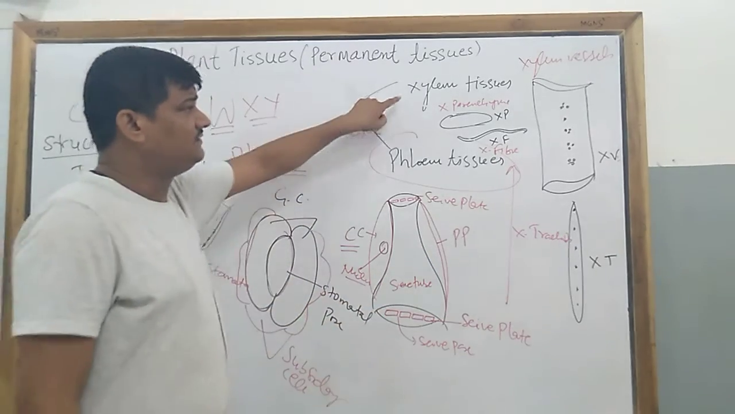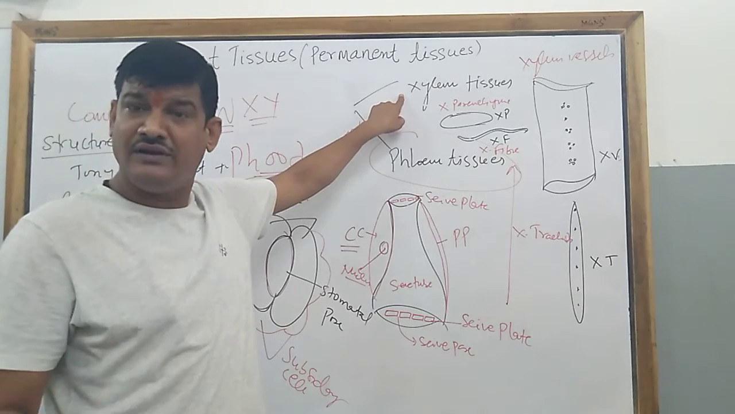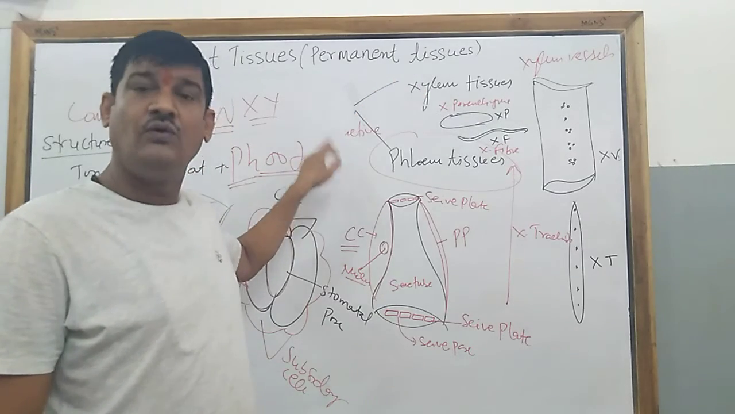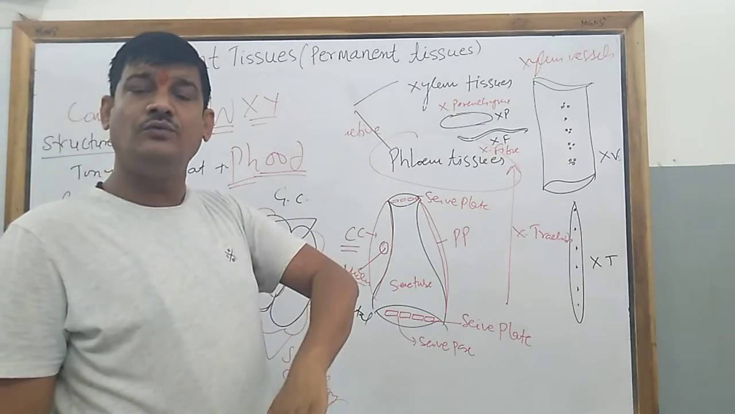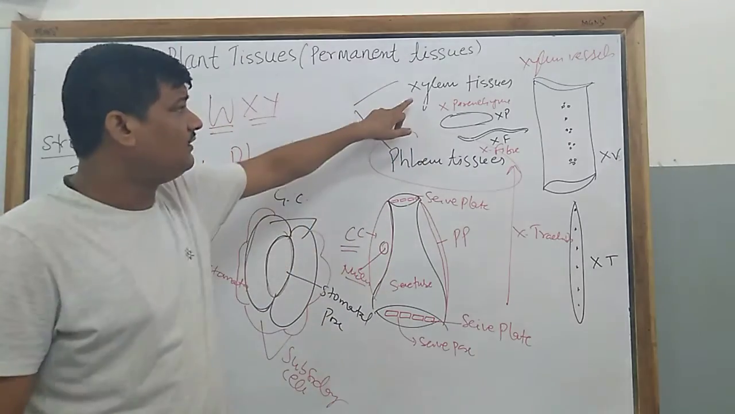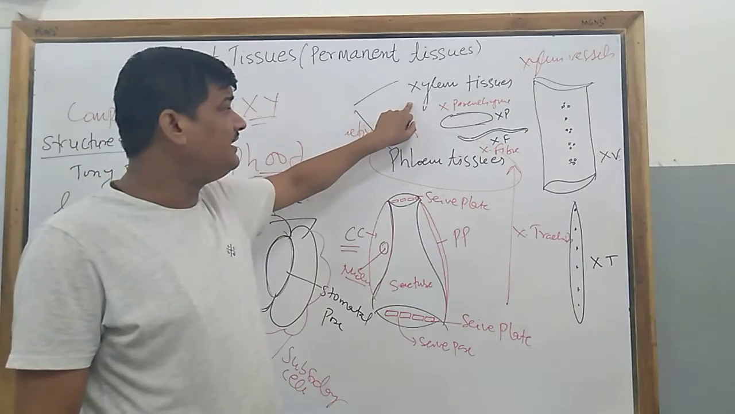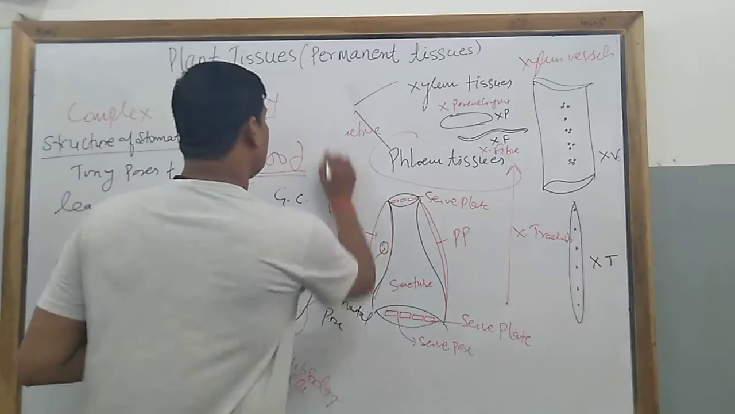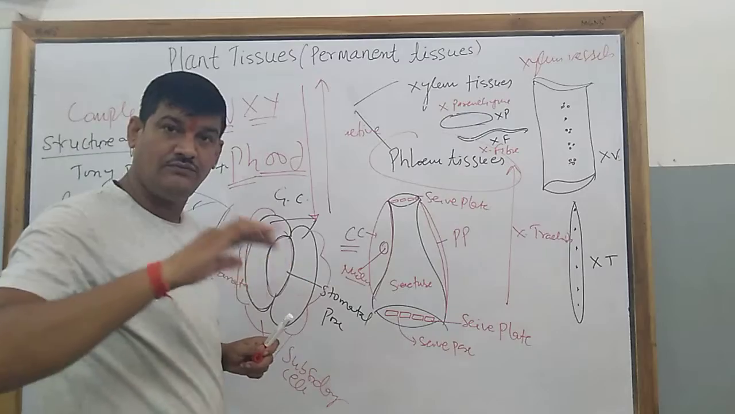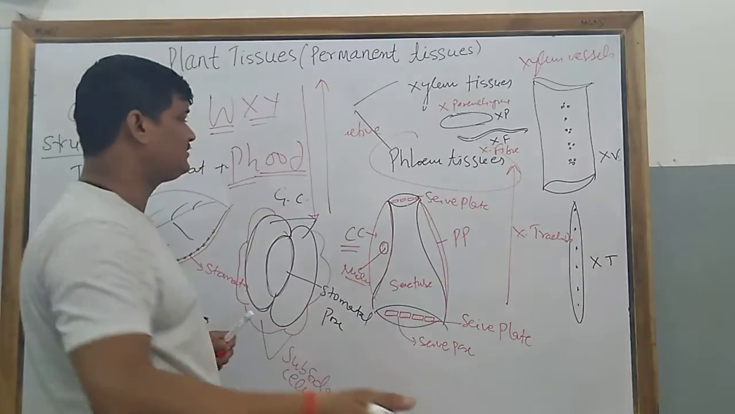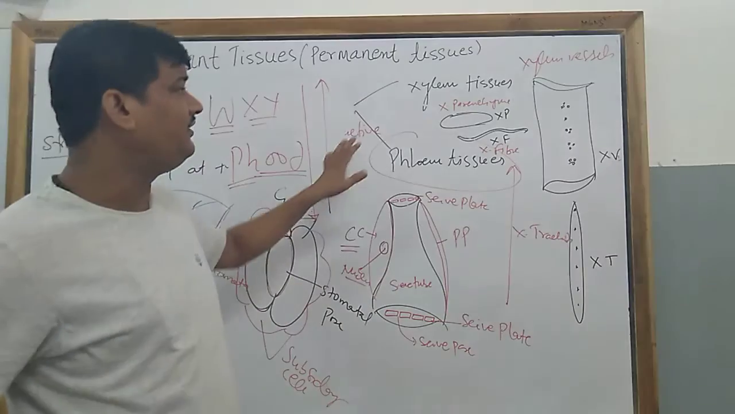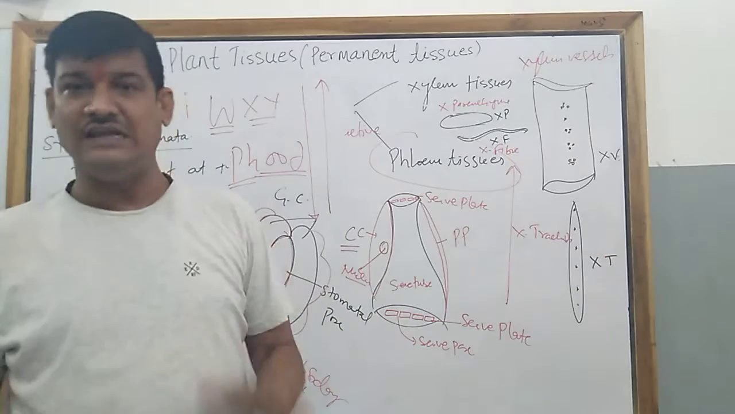Second difference: xylem tissue transports water and minerals from root to the tip of the plant. Phloem transports food from leaf to the root side. Third difference: the water transported by xylem is unidirectional, which means only one direction. Phloem transports food in both directions, that is from upward to downward or from downward to upward. So these are the 3 differences between the phloem tissue and the xylem tissue.